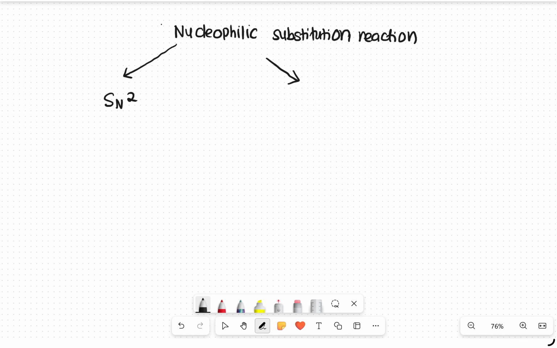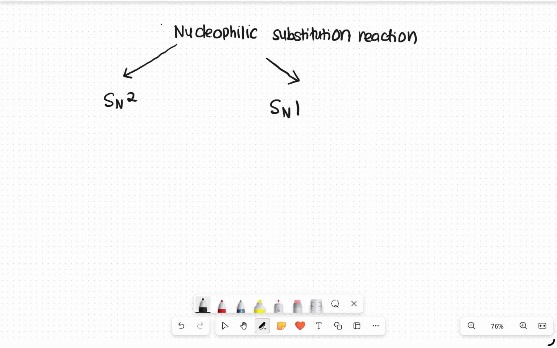SN2, SN1. Okay, S refers to substitution, N refers to nucleophilic. 2 means the type of reaction. We have SN2 and SN1. I repeat, we have SN2 and SN1. So these have different mechanisms.